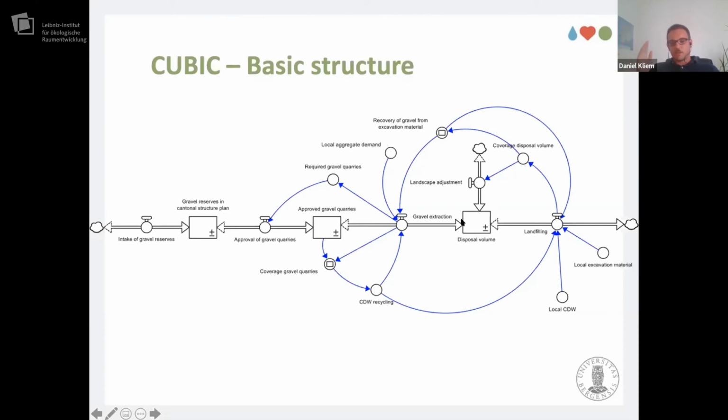And the gravel extraction, especially in a country such as Switzerland, which is very small, we want to make good use of space. So gravel quarries in our model always result in disposal volume, which you can then fill with waste. And that waste is not recycled waste. So everything that you do not recycle ends up in a landfill. And you see on the bottom, there are a couple of arrows going into the landfilling, and that is the construction and demolition waste, which is not recycled, so to speak, the leftovers. And on the top, we see the recovery of gravel from excavation material. So essentially, there's a feedback loop going.